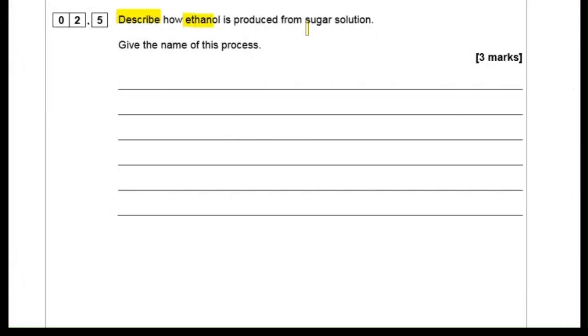2.5. Describe how ethanol is produced from sugar solution and give the name of this process. So this is for 3 marks. Well, the process is obviously called fermentation. Again, it's a bog standard recall. You probably did it in biology as well.